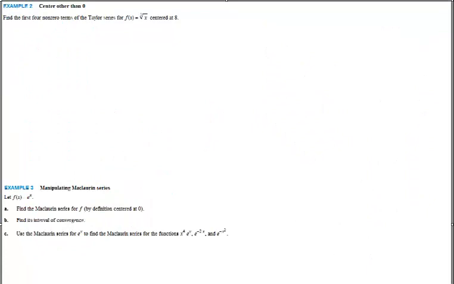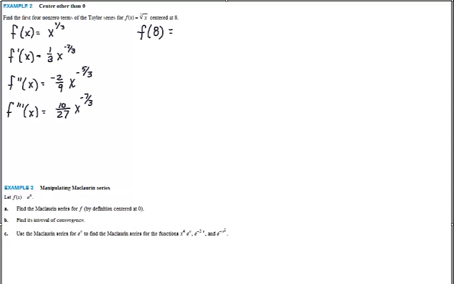In this next example, they want us to find the first 4 non-zero terms. So I'm going to compute the derivatives. It's centered at 8, and I'm going to go ahead and get those derivatives first, and then we'll plug in for the Maclaurin series. So here we are. I found the derivatives of all of those. Next I'm going to compute those values at x equal 8, and then we'll just chunk it into our Maclaurin series formula.